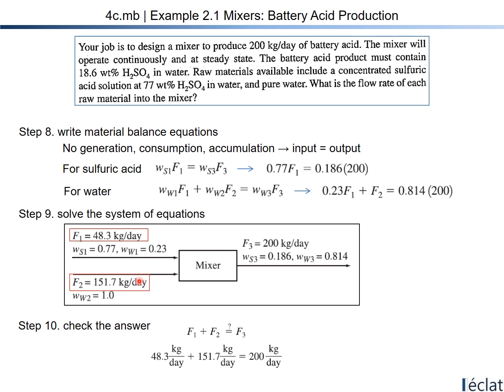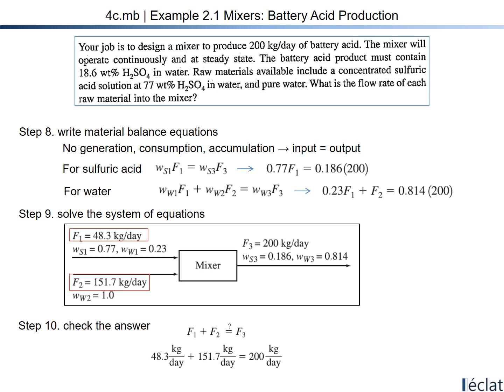And step 10, check the answer. Let me use another equation. F1 plus F2 should be F3 because this is steady state. So let me get the values. 48.3, 151.7 should be equal to 200. And if those values satisfy this equation, then your answer is probably right. So that's example 2.1, and I have just followed the 10 steps of Murphy's method.